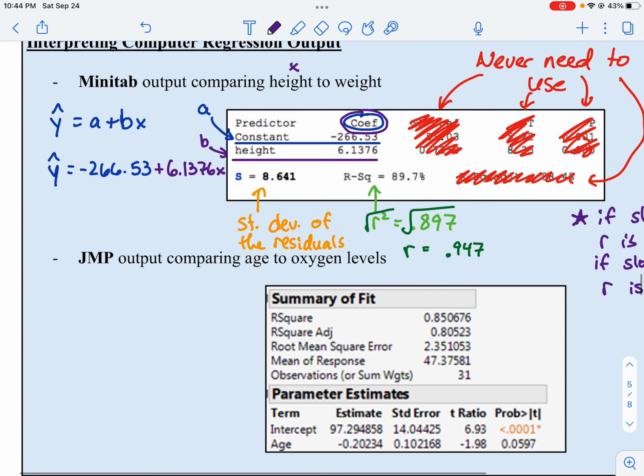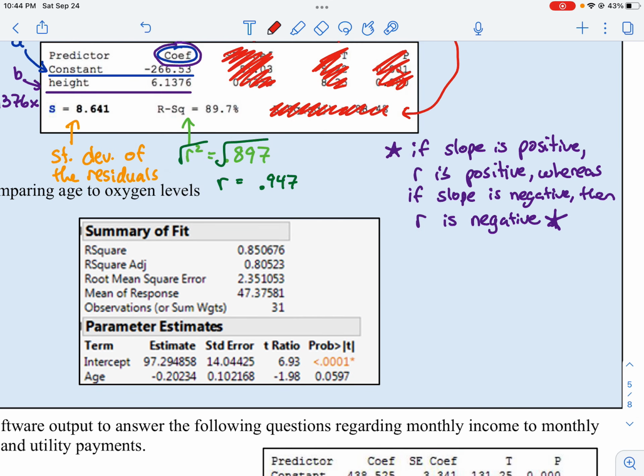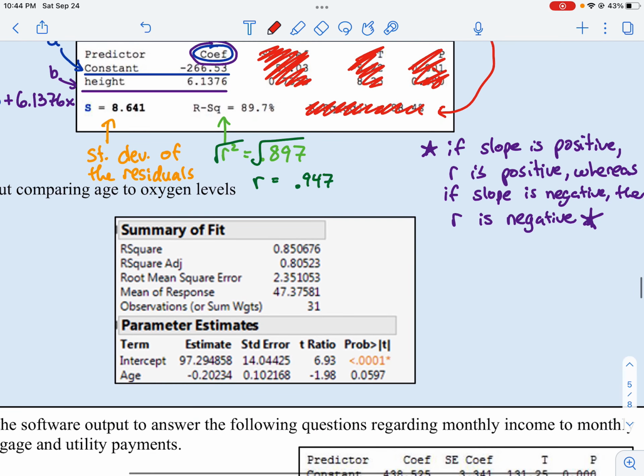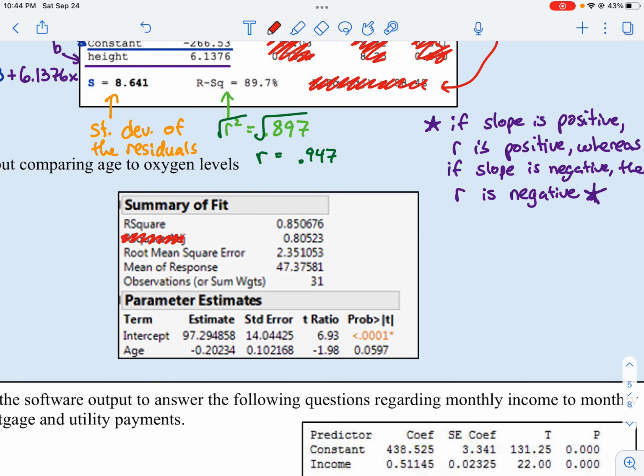Another very common statistical software that is used is called a JMP output. The JMP output is going to give us the same information as a Minitab output, plus a little bit more, but we only need to focus on the necessities again. So things that we will cross out, which will be the reds. R square adjusted. Okay, we do not need to know that. Mean of response. We do not need to know that. Observations. We do not need to know that. That's just how many data values there are in the set.